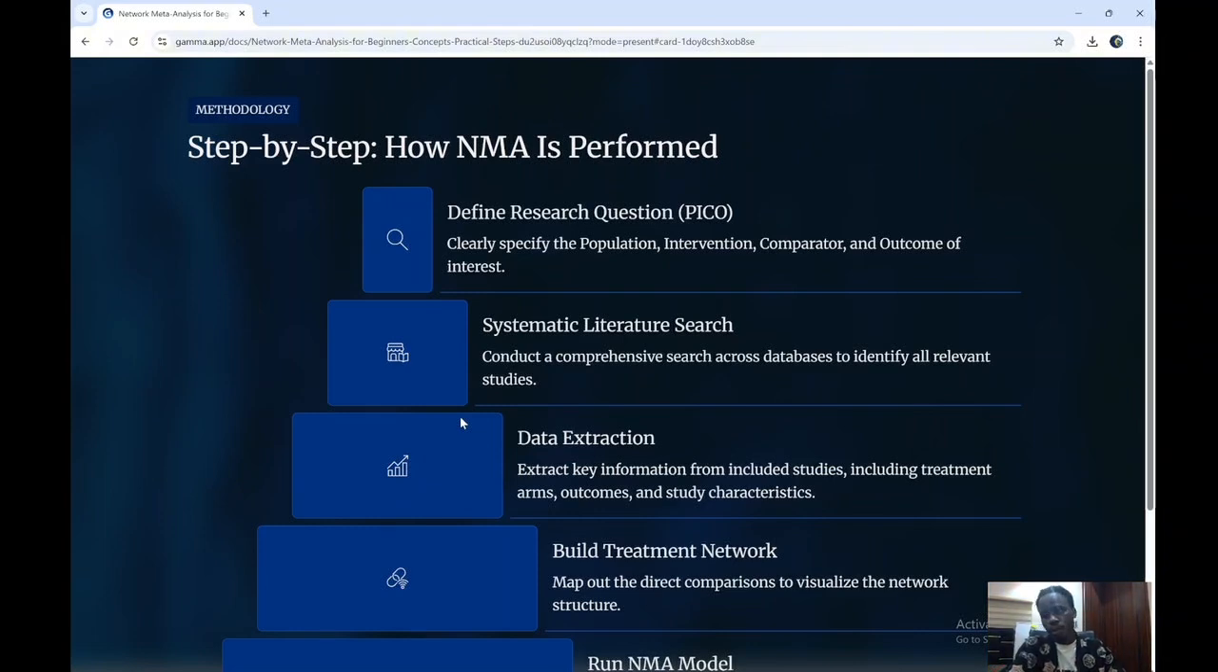Now, a very crucial part of our network meta-analysis steps is what we call data extraction. So what do we mean by data extraction? It means that you're definitely going to pull out studies from all of these findings that you've gathered.